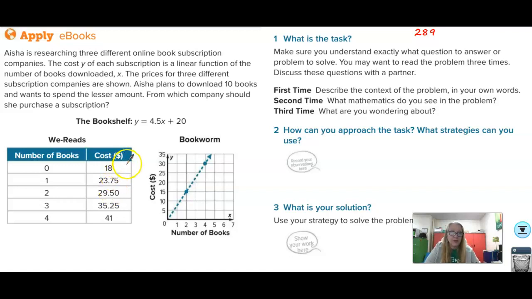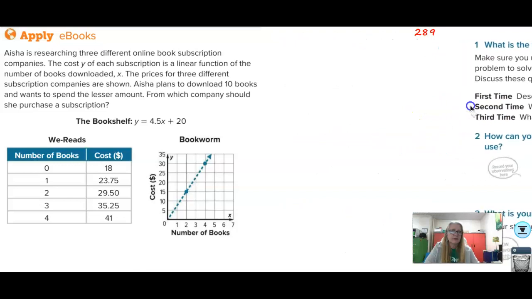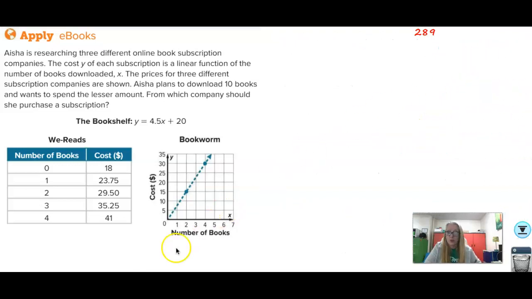So now we have 3 functions. How fun is this? They've got all this stuff over here, but that doesn't help me. We have the Bookshelf, whose equation is given here, but we need an equation for We Reads, and we need an equation for Bookworm.